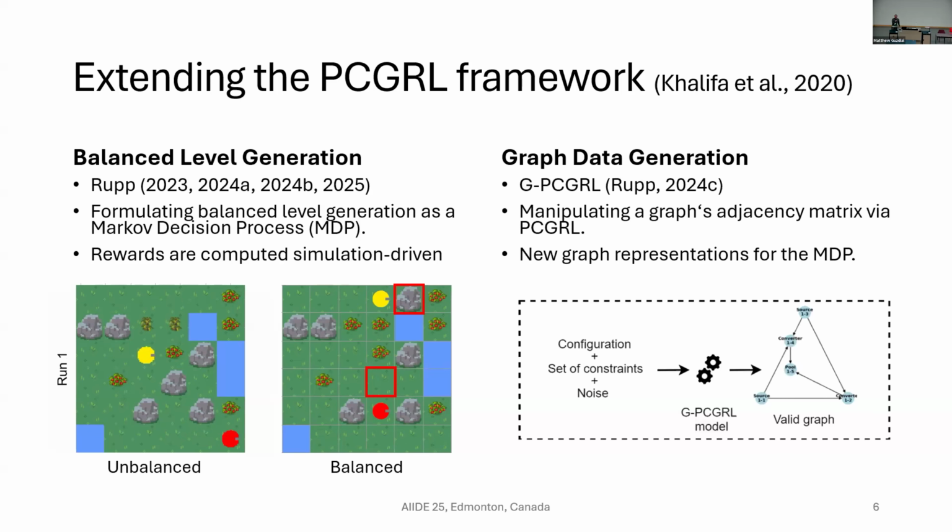And second, I extend PCGRL for graph data generation. What PCGRL actually does is manipulate an integer matrix. So, why not use a level for integer representation? It could also be an adjacency matrix of a graph. And I showed that using random noise, a set of constraints, and also a configuration to make it controllable, it works out pretty well to generate graph data using reinforcement learning. However, it is really fast, but scalability is an issue here.